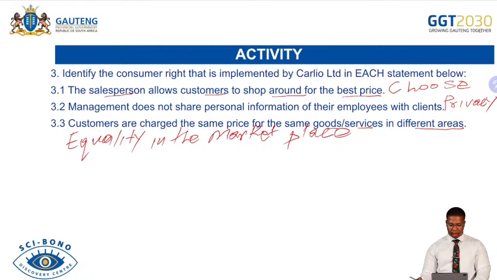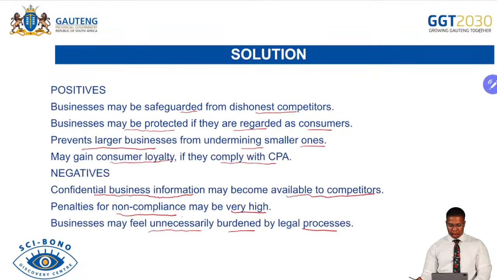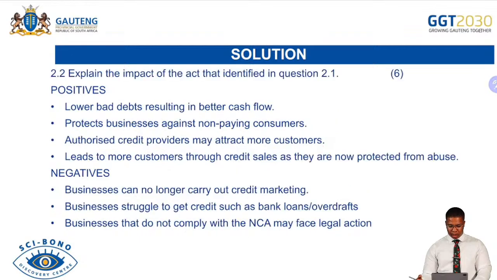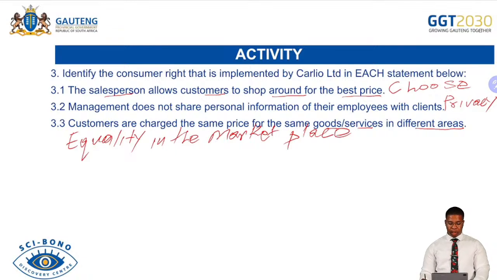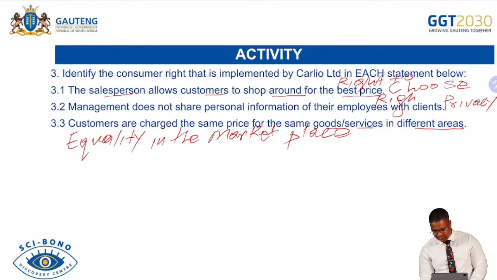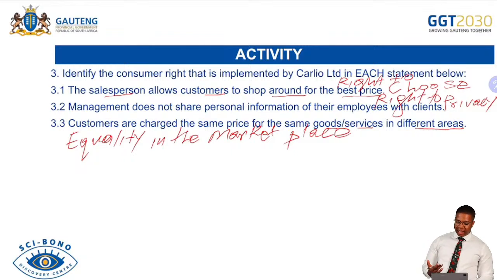Equality in the marketplace. So this is your equality in the marketplace. Now, when you look into that, you are then in a better position to identify. And you should remember that you should write the right to choose, the right to privacy. Write them in full so that you don't confuse whoever will be marking your script in your final exam.